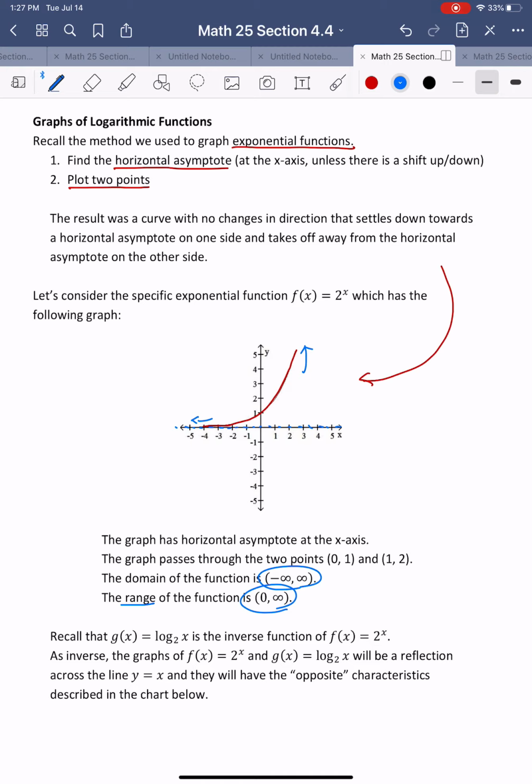In this case, recall that g of x equal to log base 2 of x is the inverse of f of x equal to 2 to the x. As inverses, the graph of f of x equal to 2 to the x and g of x equal to log base 2 of x will be reflections across the y equal to x line. That will give the opposite characteristics, as described in the chart below.